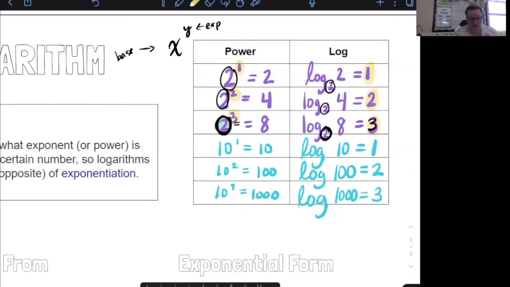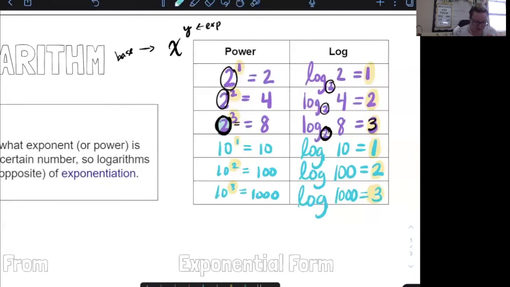So let's talk about this. The exponent was 1. That's what my log of 10 is equal to. My exponent was 2, that's what my log of 100 is equal to. My exponent was 3, that's what my log of 1,000 is equal to.